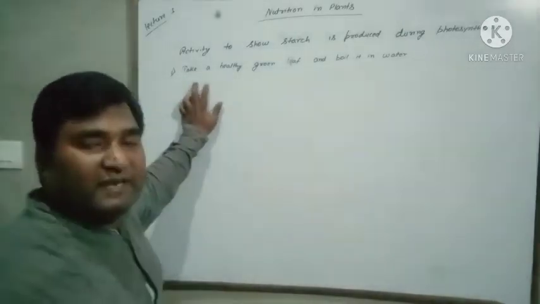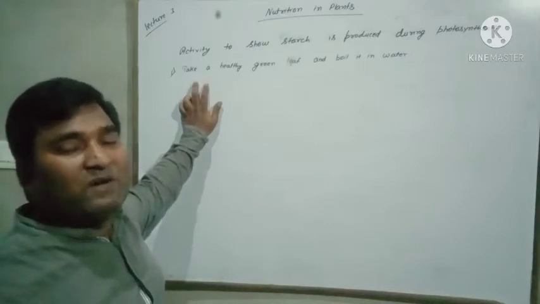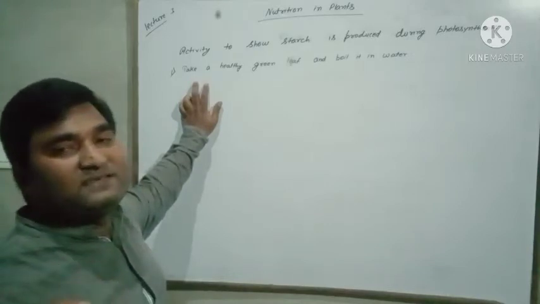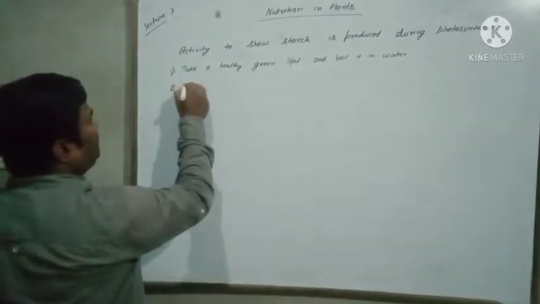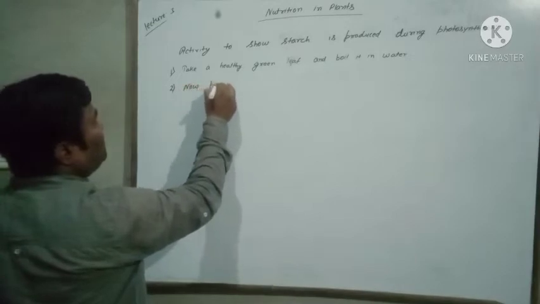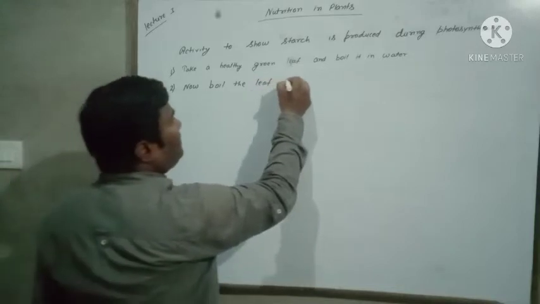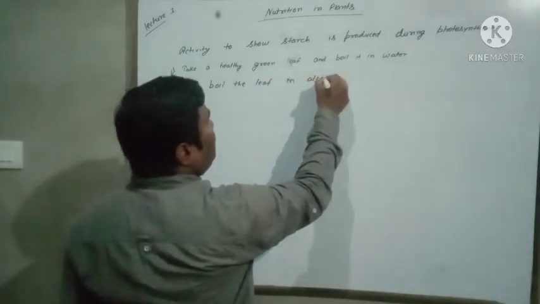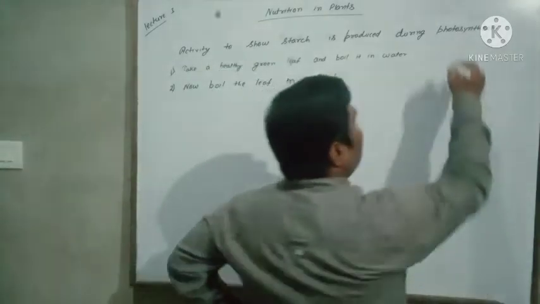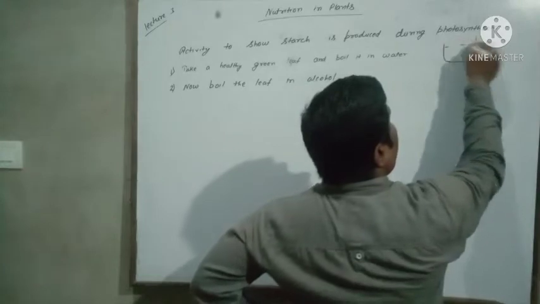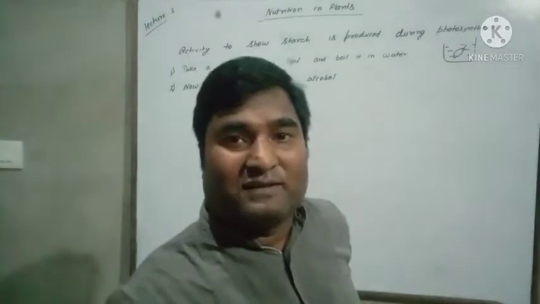So we have taken a healthy leaf and we have boiled it in water. When we boil the leaf in water, the cells present inside the leaf will die. Next, second step. Now, boil the leaf in alcohol. First step, take a container. In that container you have taken water, and in this water you have boiled the leaf.